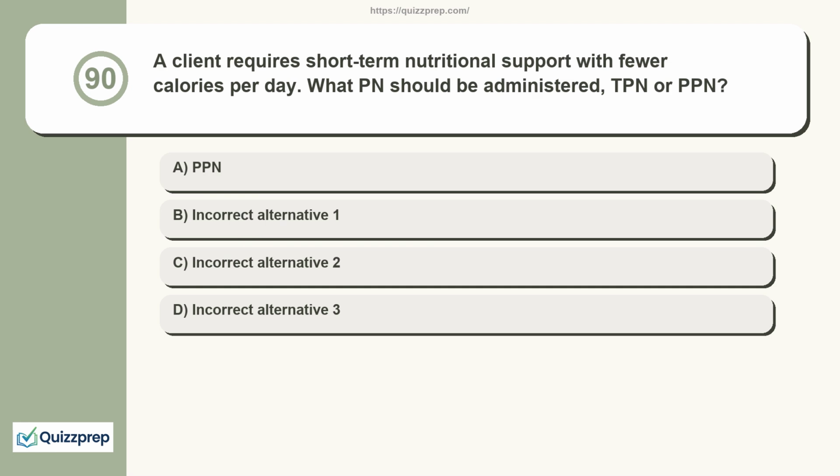Question 90. A client requires short-term nutritional support with fewer calories per day. What PN should be administered, TPN or PPN? PPN.